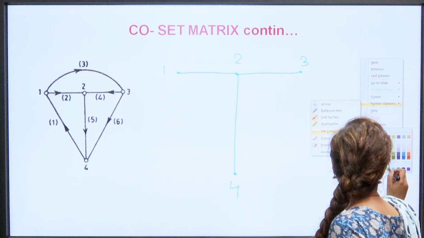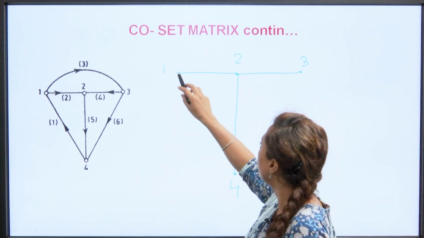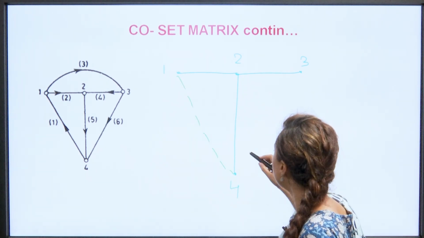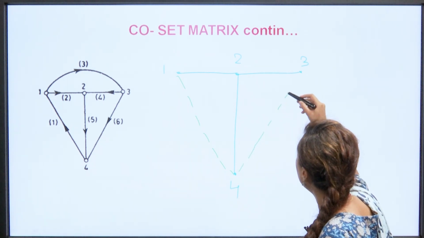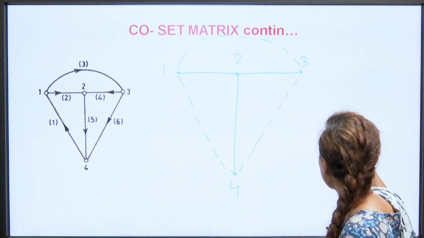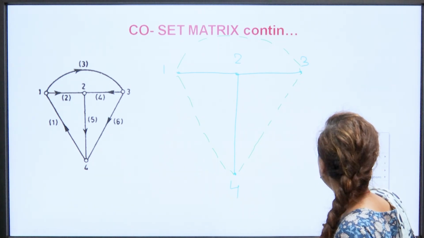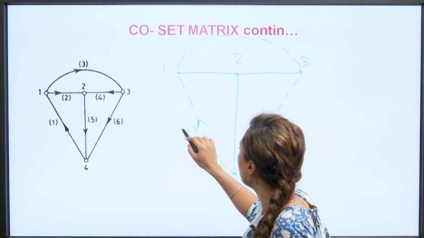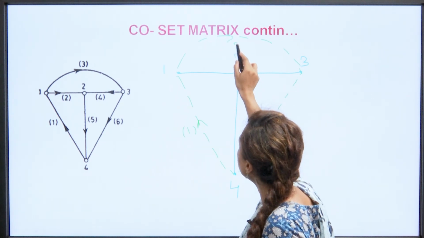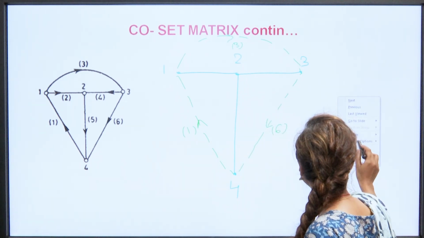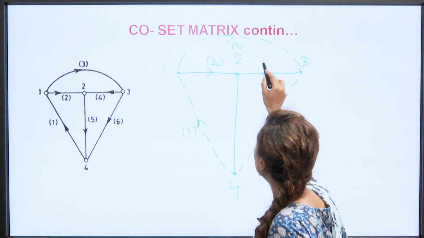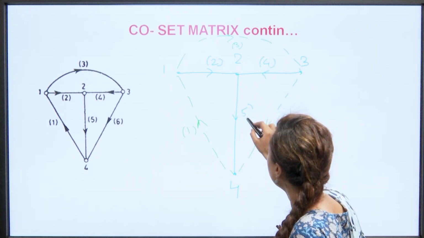Now, what are the branches? The branches which are left, they are the co-tree, right. So, we will show them by dashed lines. This is a co-tree branch, right. We will just give the orientation also: 1, 6, this is 3, this is 2, this is 4, and this is 5, right.